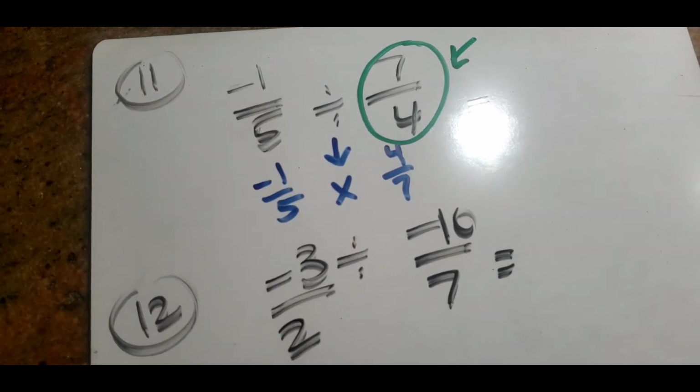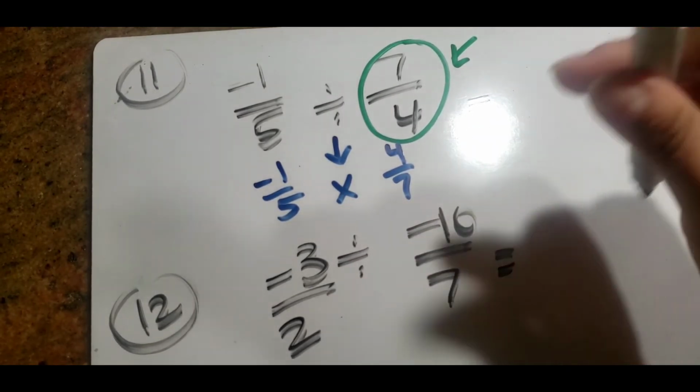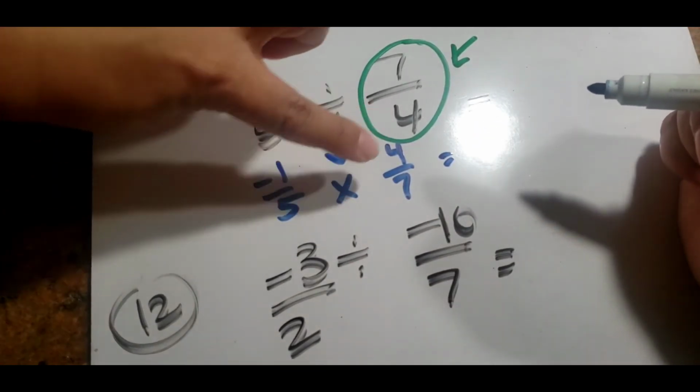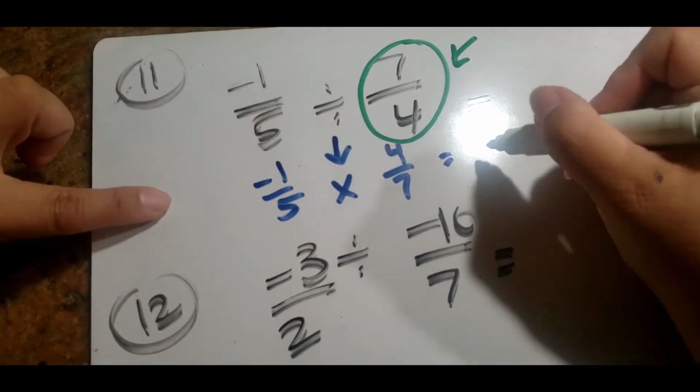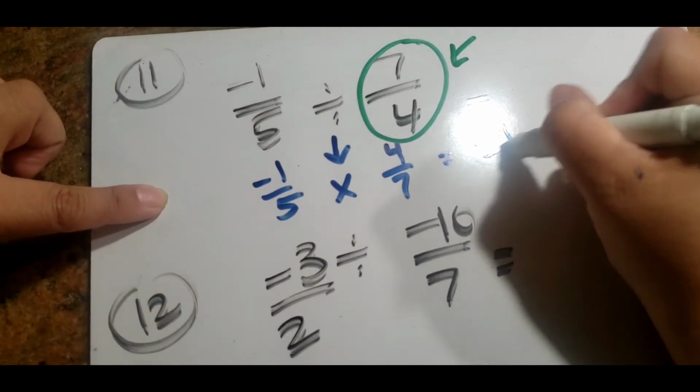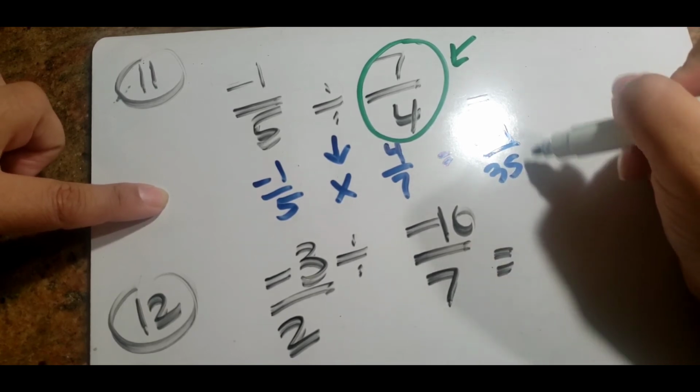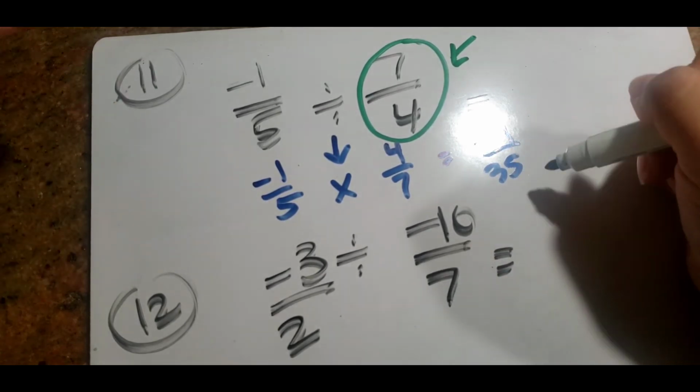Now you just follow the same rules that you did for multiplying fractions. So in this case, I can just multiply straight across, because if you notice, there's nothing I can reduce by. So negative 1 times 4, negative 4, 5 times 7, 35. And if you notice, there's nothing I can simplify.